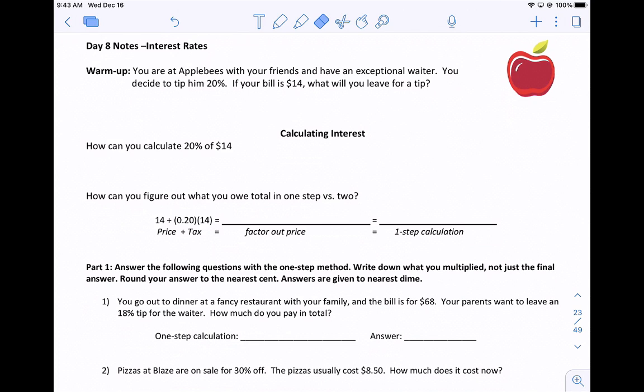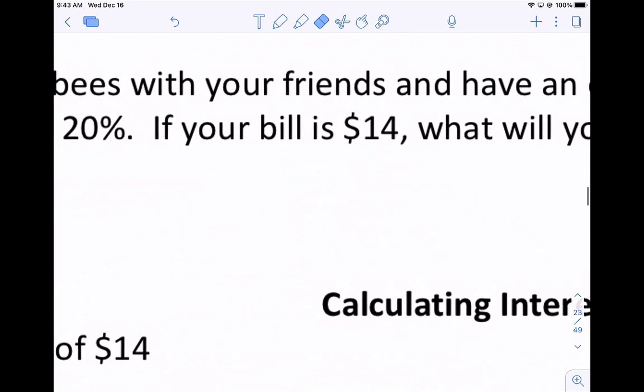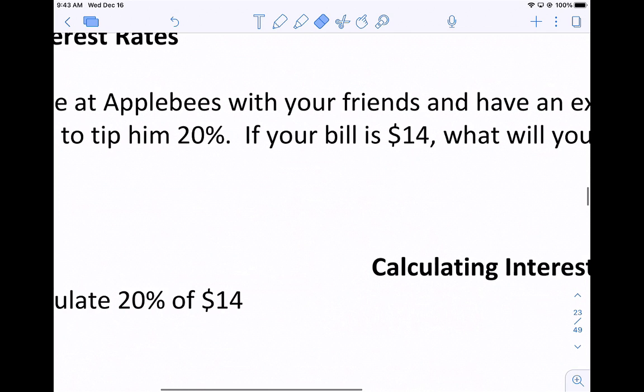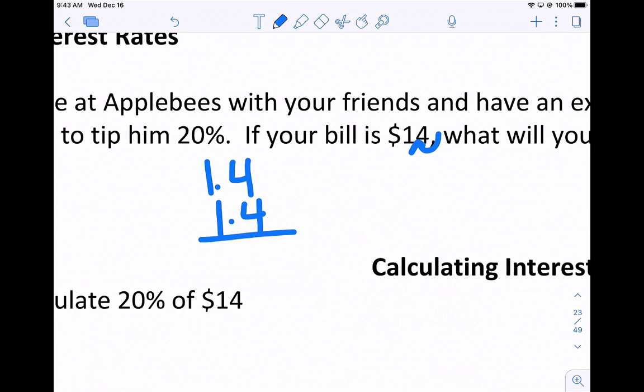So there's several ways to figure this out. A lot of people like to look at taking 10% of something. So 10% of $14 would be $1.40. So 10% would just be moving the decimal place one over. So that'd be $1.40. And then if you do $1.40 plus $1.40, that would be 20%. So the tip would be $2.80.